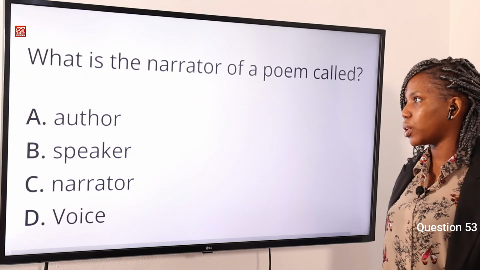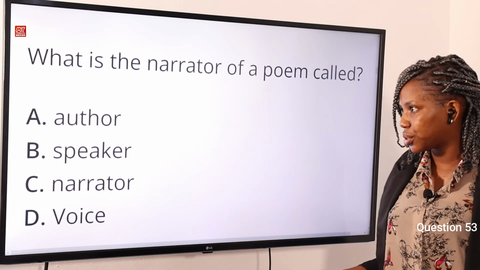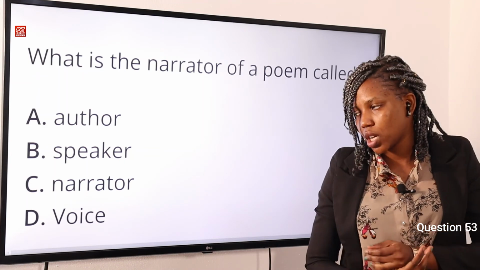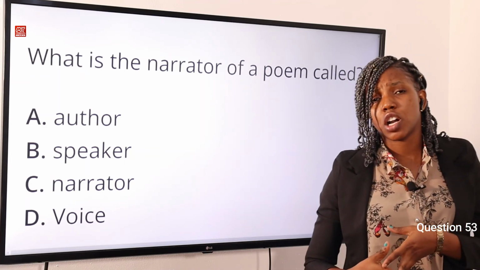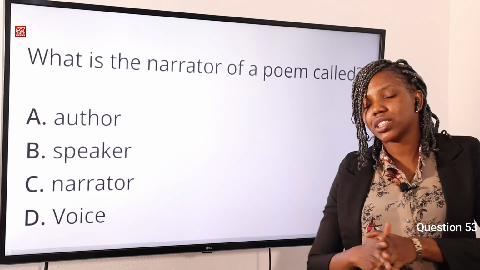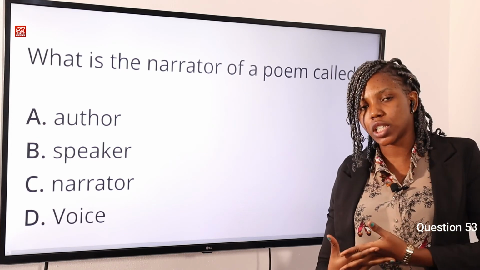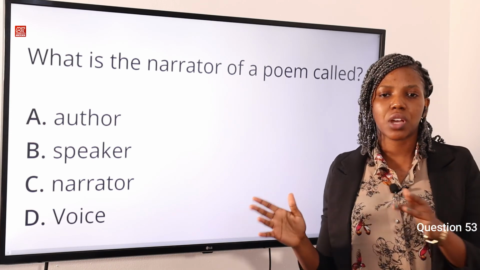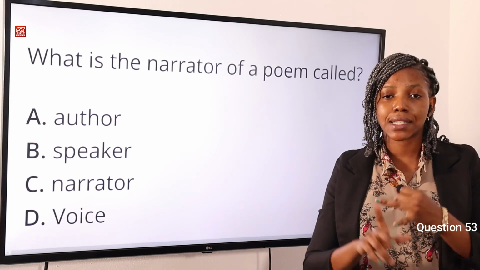Question 53. What is the narrator of a poem called? Option A, author. Option B, speaker. Option C, narrator. Option D, voice. Okay, the answer to this question is speaker. Now, in a poem, there are two persons that should be considered as visible or present in the poem. We have the writer of the poem and the speaker.